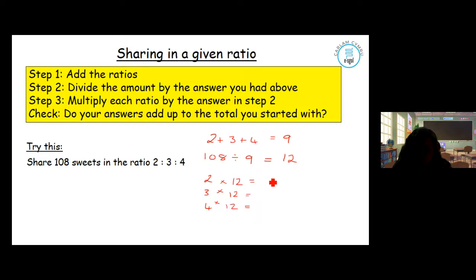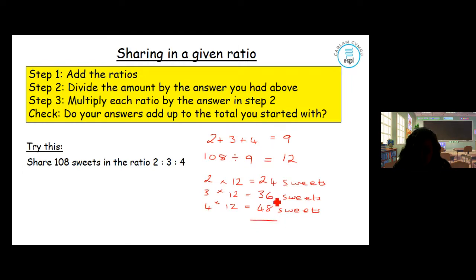So 2 multiplied by 12 is 24 sweets. 3 multiplied by 12 is 36 sweets. 4 multiplied by 12 is 48 sweets. Okay, now this one isn't so easy to just add up in your head, so I'm actually going to write this one down when I add them up as my check.